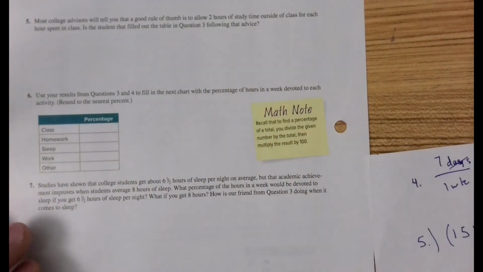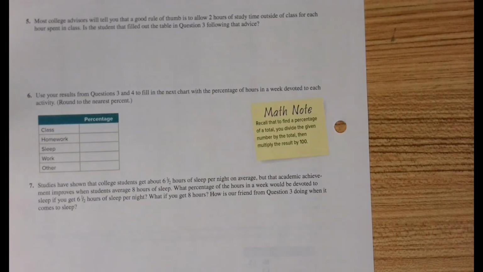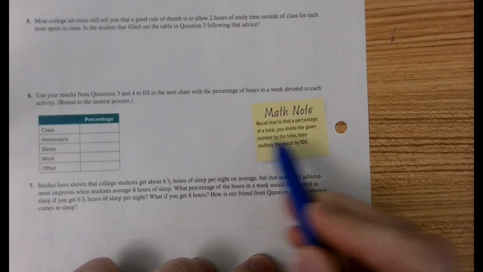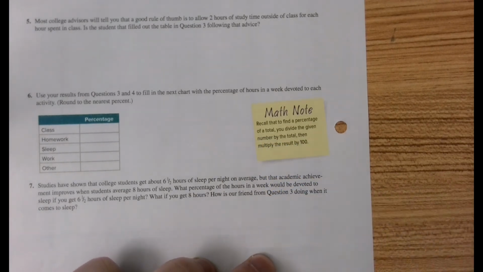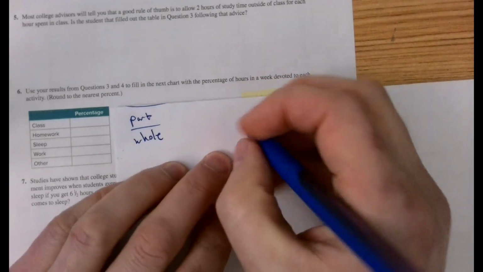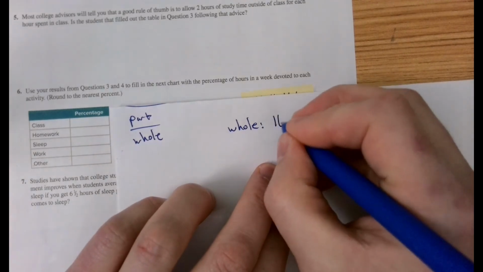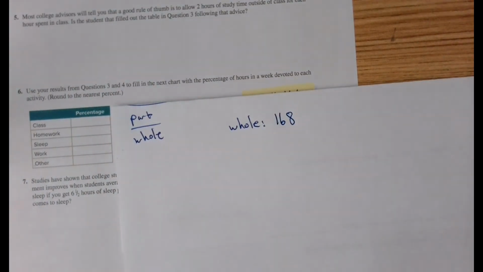All right, so now we're going to use our results to create a percentage that each of these categories represent. So in other words, what percent of the hours in the week are being spent? So remember, a percentage of a total, you divide the given number by the total. In other words, the way I talked about it is we're going to divide the part by the whole. Well, as we noted earlier, back in problem 4, the total number of hours in the week was 168 hours.